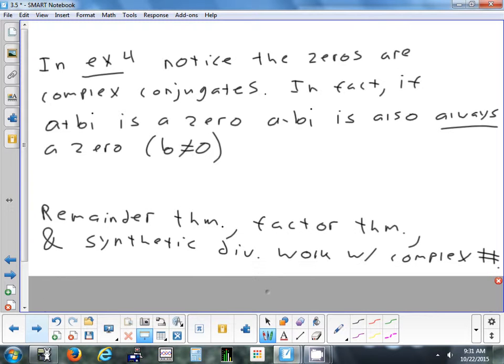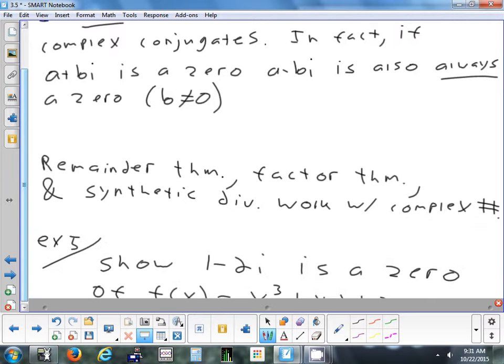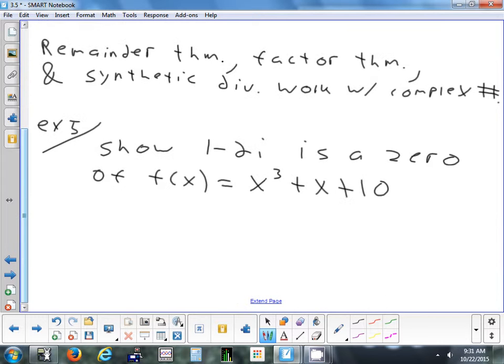All the theorems that we've learned before, remainder theorem, factor theorem, synthetic division, everything works just the same with complex numbers. You don't have to change anything. I'm going to show you just how synthetic division works. It's kind of a pain, so I picked a problem that's relatively short with small coefficients, a couple ones. And I picked a very small complex number. I'm going to show that 1 minus 2i is a 0. If you plug that in, you're going to get a remainder of 0.